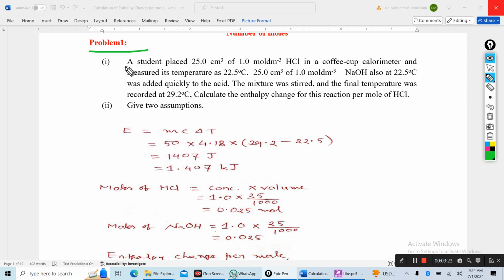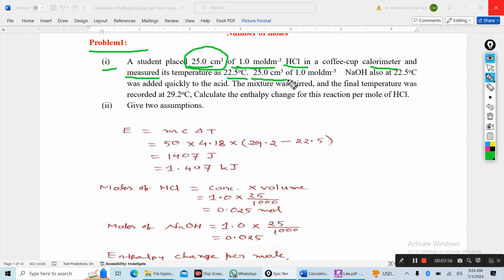Problem 1. A student placed 25 centimeter cube volume is given, 1 mole per dm cube hydrochloric acid. So hydrochloric acid concentration is given, volume is given. In a coffee cup calorimeter and measured its temperature at 22.5 degrees centigrade.